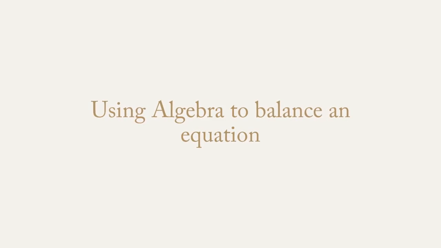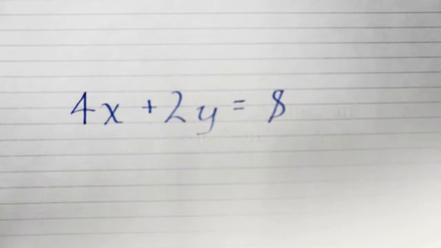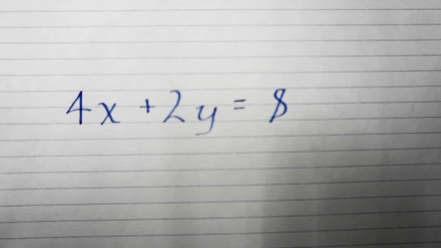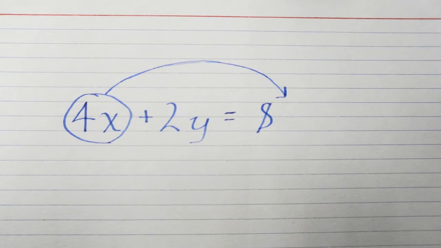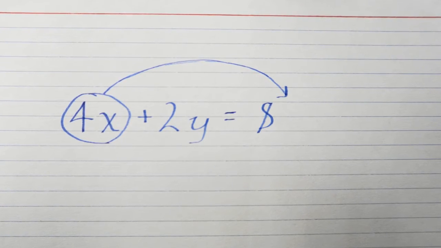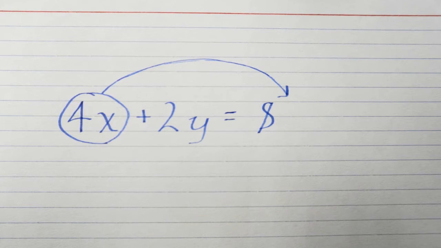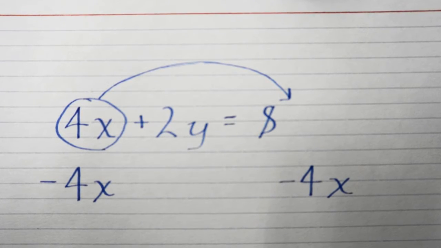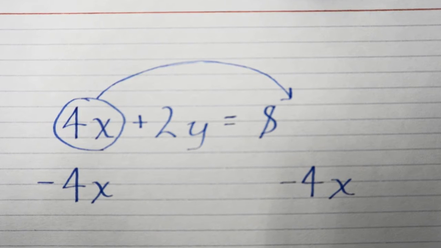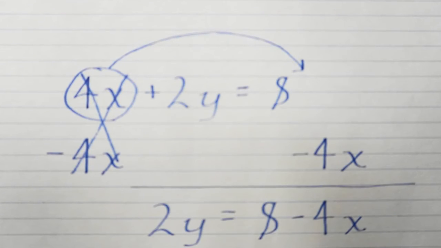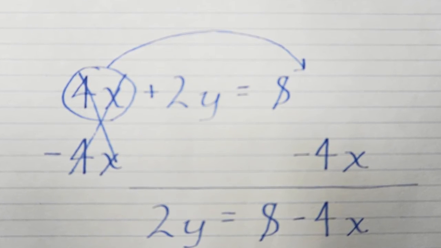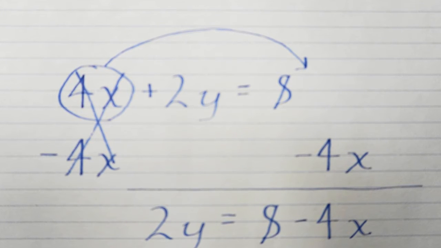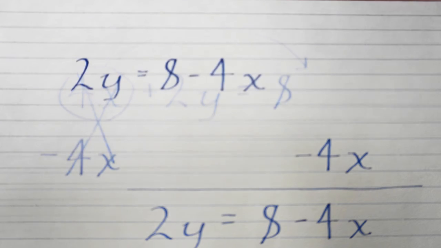Next, we are going to use algebra to balance an equation. Let's start with the equation 4x plus 2y equals 8. The first thing we want to do is to move the 4x onto the other side of the equal sign from the 2y. To do this, we subtract 4x from both sides of the equation. The 4x on the left side of the equation cancels out, leaving us with 2y equals 8 minus 4x.